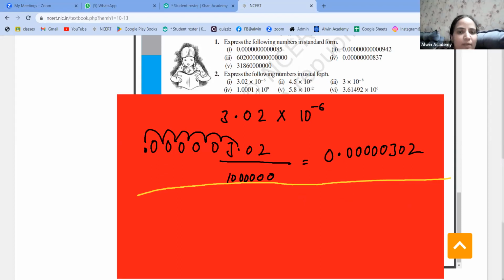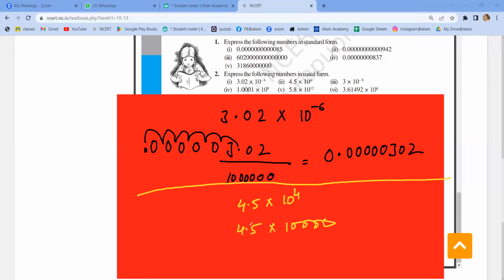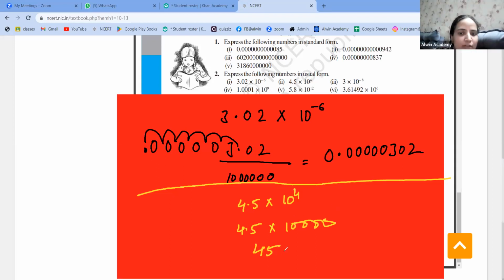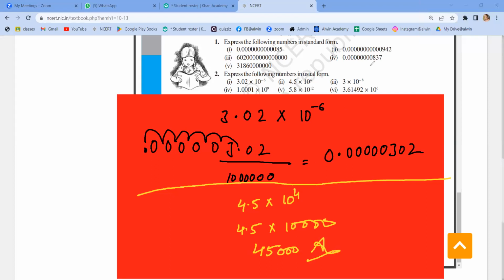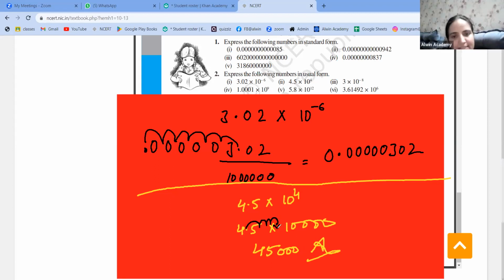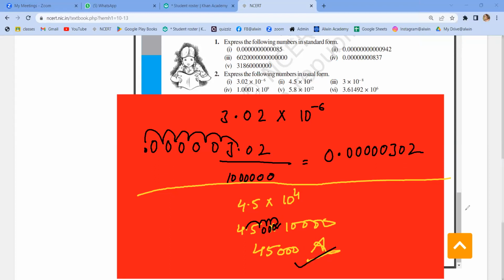So let's do one with the positive exponent also. 4.5 times 10 to the power 4 means 4.5 into 10,000, right? 10,000 means the point moves 4 steps ahead. If you move 1 step, you get 45. For 3 more steps, you will write 3 more zeros. That is the answer. Ma'am, it's easy. Easier than the first activity. Right? So this is the answer. Now complete this question number 2 also, and then we'll discuss 3.